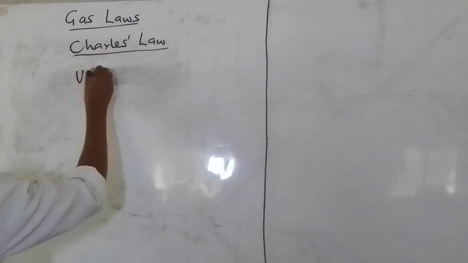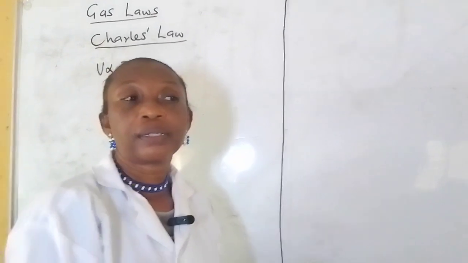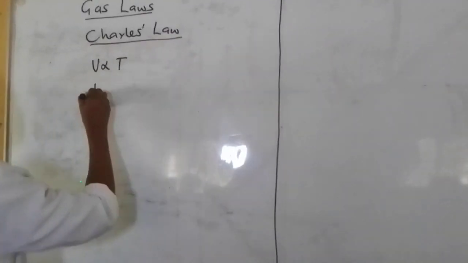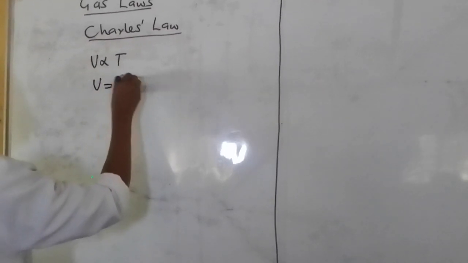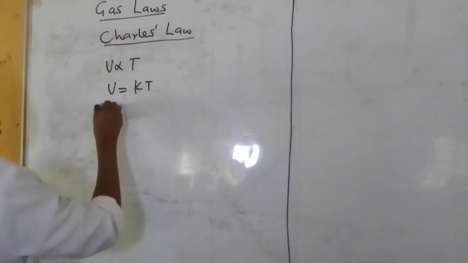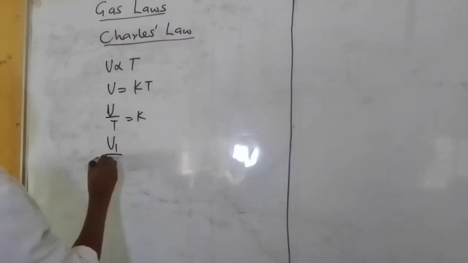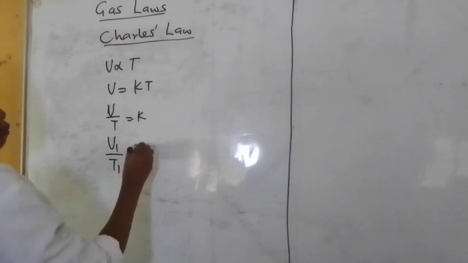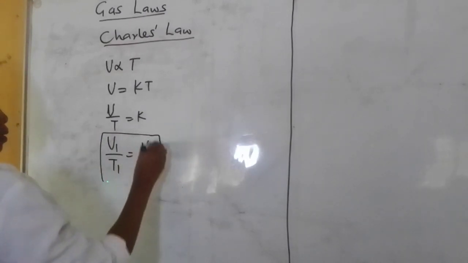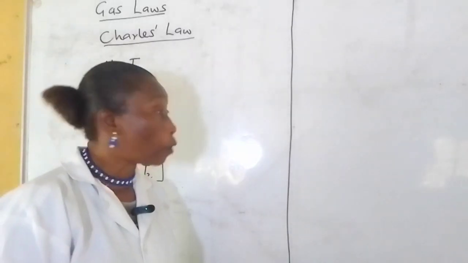Volume is directly proportional to temperature. We introduce our constant. We have V equal to KT. So that means V over T equals K. So we have V1 over T1 equals V2 over T2. This is the mathematical expression of Charles law.